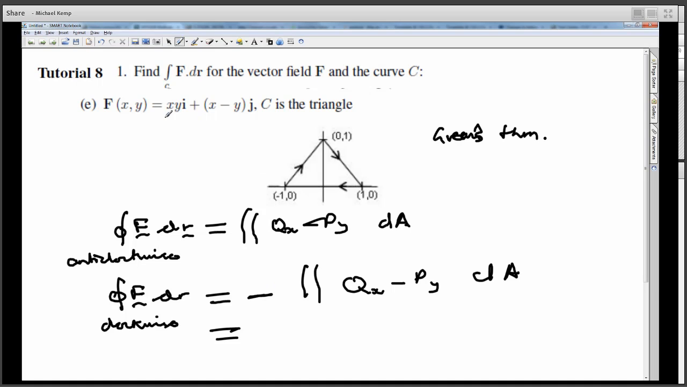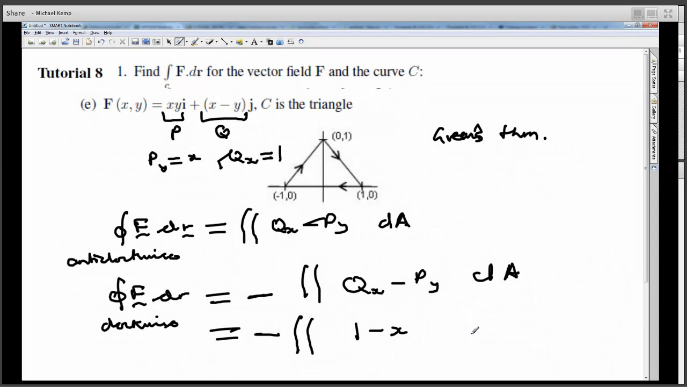So P here is just the first term, Q is the second one. So Qx and Py might be easy to write down first. Differentiating the first term with respect to y will give you x. Qx is the part of this thing which will give you 1. So plugging what we've got in here, Qx is 1, Py is x. And then we integrate over A, this region.